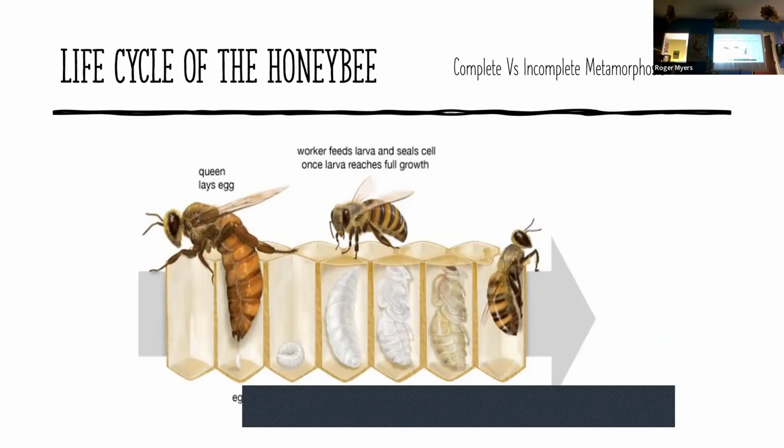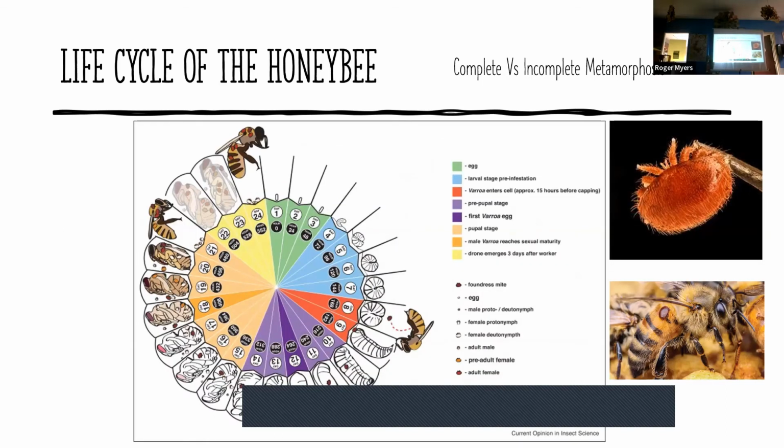So bees, we're going to talk about the bee's life cycle. We're going to talk about the difference between complete and incomplete metamorphosis. So bees go through what's called complete metamorphosis. There's an egg stage, a larval stage, a pupal stage, and an adult stage. That's different than incomplete metamorphosis, which is what a varroa mite goes through.